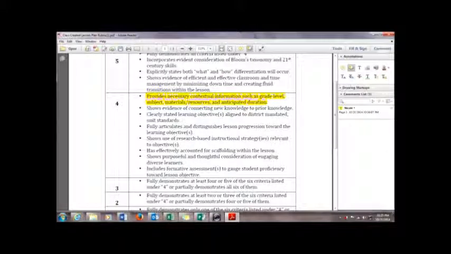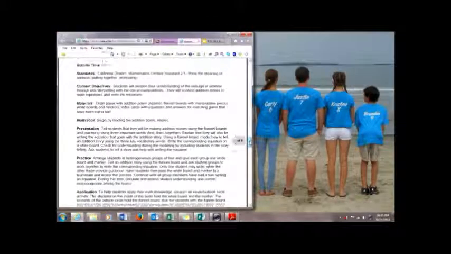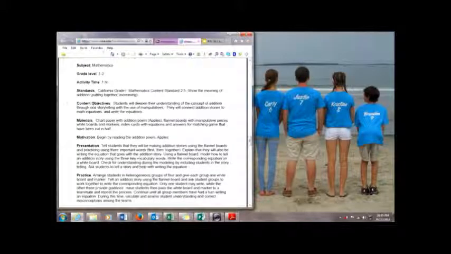it talks about clearly stated learning objectives aligned to district mandated unit standards. So up on the top here, in this lesson plan, it talks about the standards. So it has the California Grade 1 Math Content Standard 2.5, which shows the meaning of addition. And then the objective that is based on that standard is that students will deepen their understanding of a concept of addition through oral storytelling with the use of manipulatives. They will then connect additional stories to math equations and write the equations.